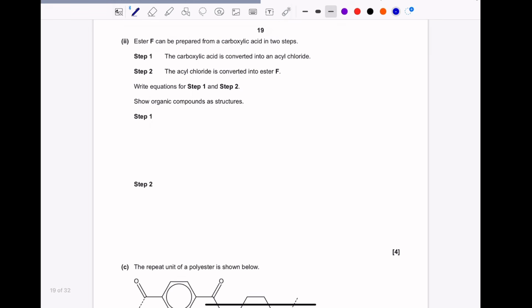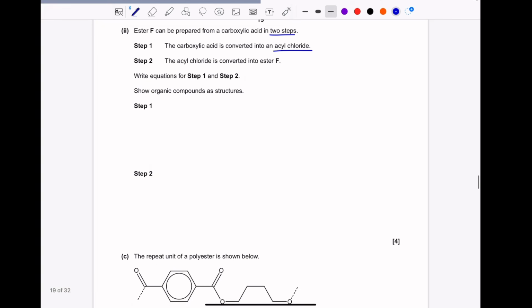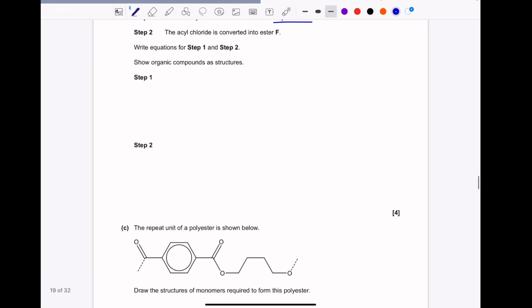Question part 2 is: ester F can be prepared from a carboxylic acid in 2 steps. Step 1 involves the carboxylic acid being converted into an acyl chloride. Step 2 is that acyl chloride being converted into ester F. Write equations for steps 1 and 2, showing the organic compounds as structures.